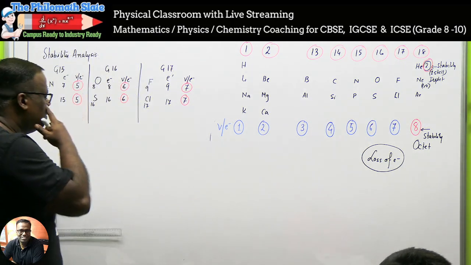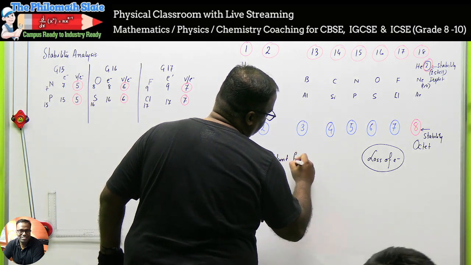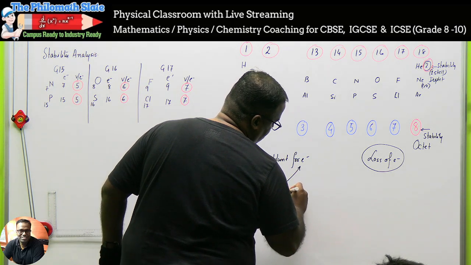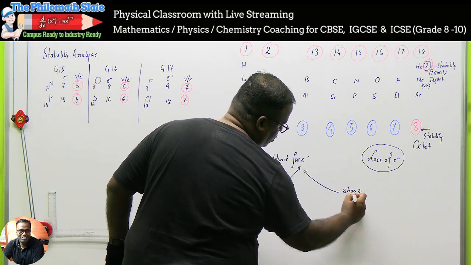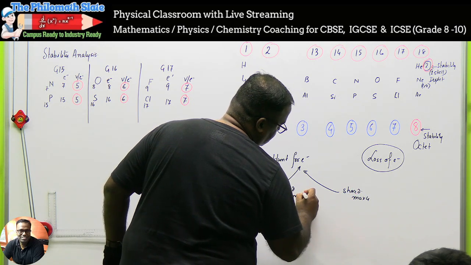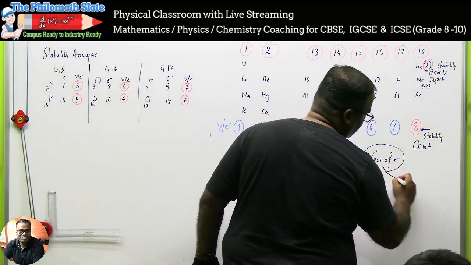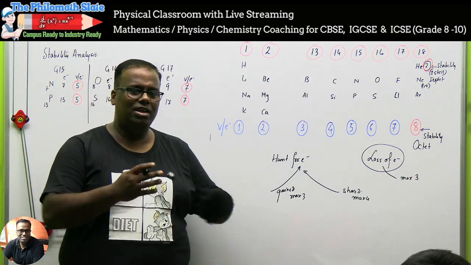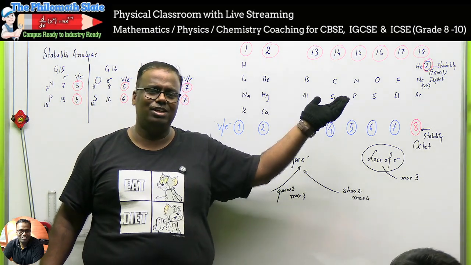So I told you, if you remember this formula, that hunt for electrons. Electrons can be gained or electrons can be shared. If you share, your max is 4. If you gain, your max is 3. And loss of electron is also one thing. In loss, what do we say? The maximum that you can lose is 3. Why? Gain 3 means, where are the 3 coming from? Somebody who is losing, no?